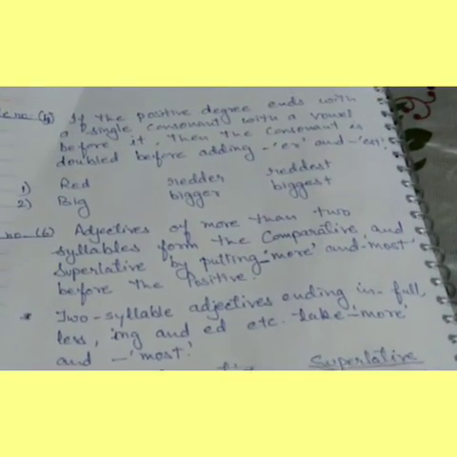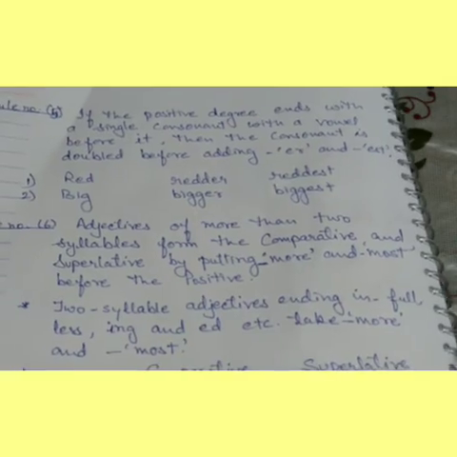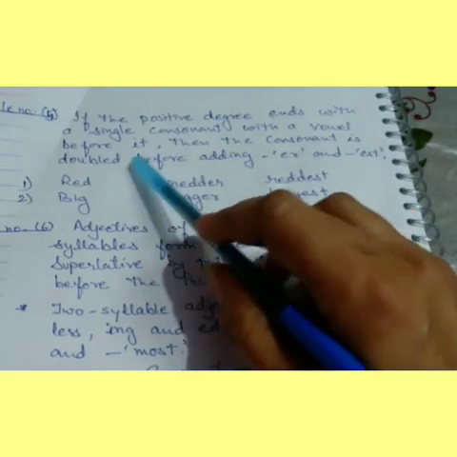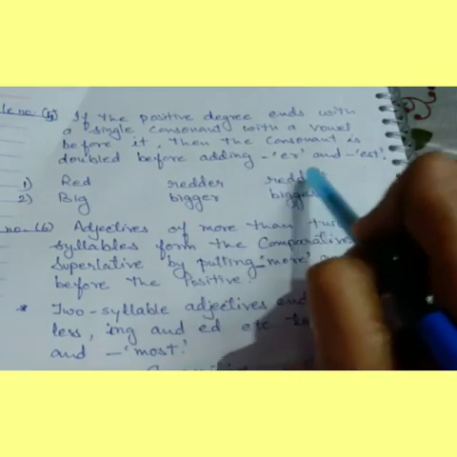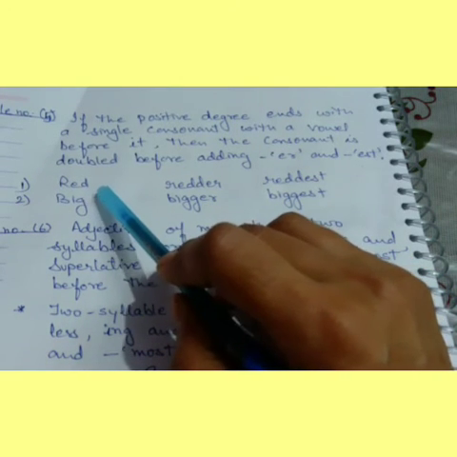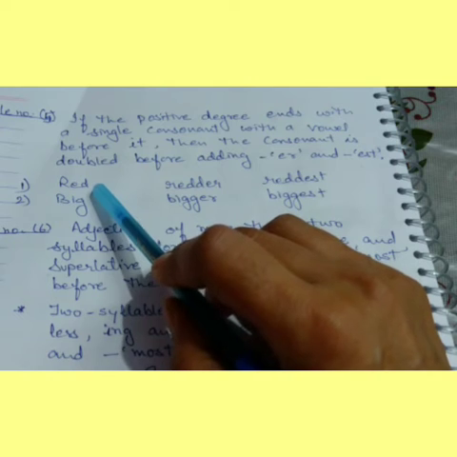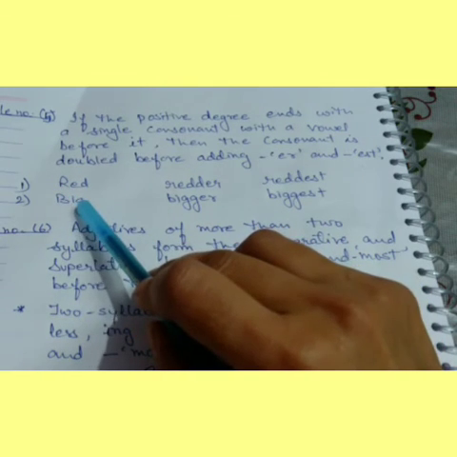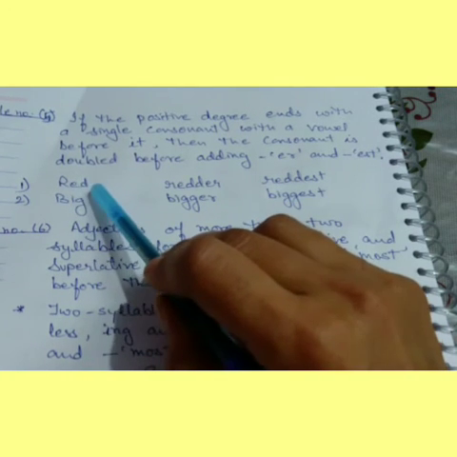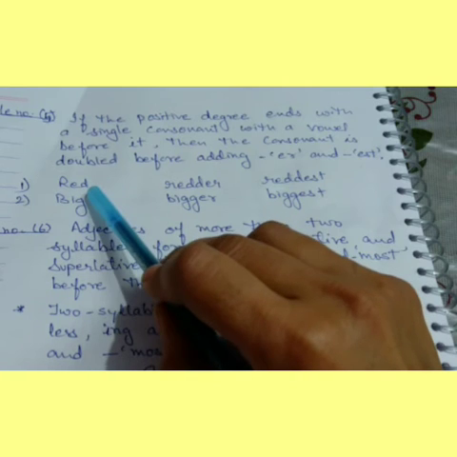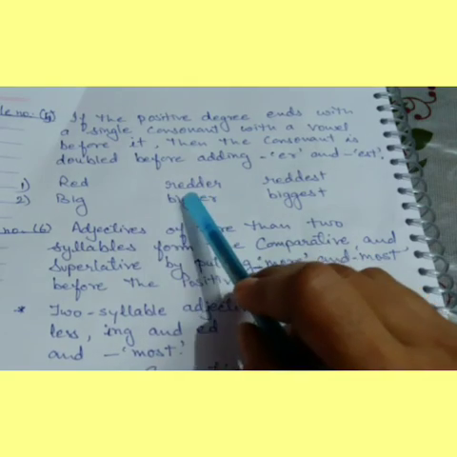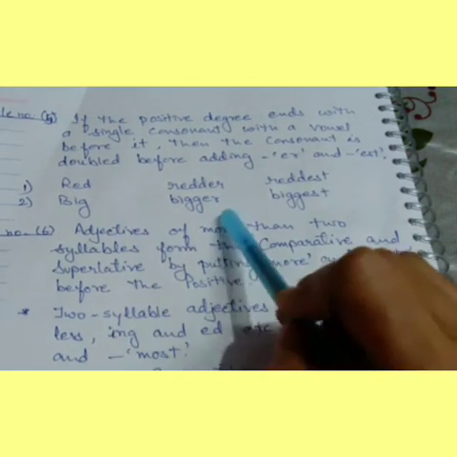So now come to the next rule. Here you see rule number 5. If the positive degree ends with a single consonant with a vowel before it, then the consonant is doubled before adding ER and EST. Here you see, when the positive ends with a single consonant, here D is a consonant, and before that there is a vowel, then the consonant will be doubled, like red. Before D there is E vowel, so D will be doubled, as here you see redder, reddest, big, bigger, biggest.